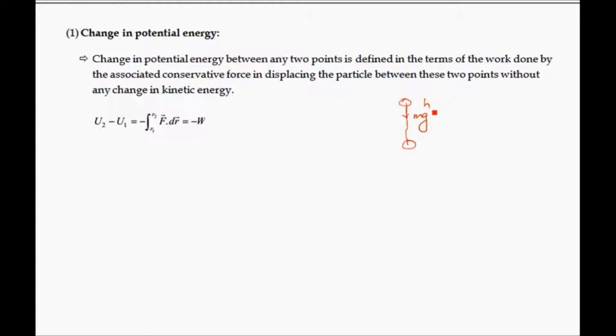Now you have to make sure that there must not be any change in the kinetic energy, as the body is moving with zero velocity. So the body is moving very slowly to reach this point, and in this case the change in potential energy is defined as follows. Suppose this is our second point and this is our first point, then U2 minus U1 is equal to minus integral of F dot dr, with limits r1 to r2.